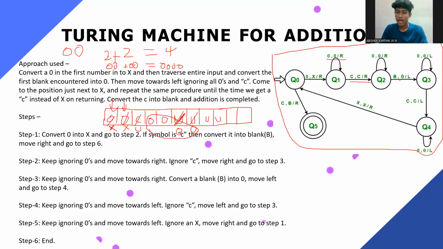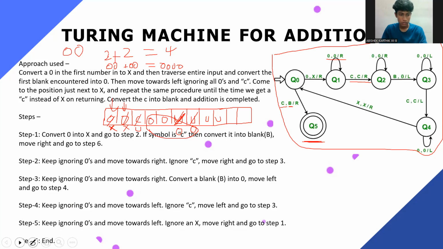And then when you encounter a blank, we convert that into a 0, and we start scanning left, and that's what we do here also. We keep going left if it's a c, and we keep going left if it's a 0. When we encounter an x, we go to the q naught state, and then we repeat the same process until the element to the right of x is no more a 0 but a c. In that case, we convert the C into a blank, and we go right, and we halt the computation, and we got our answer.